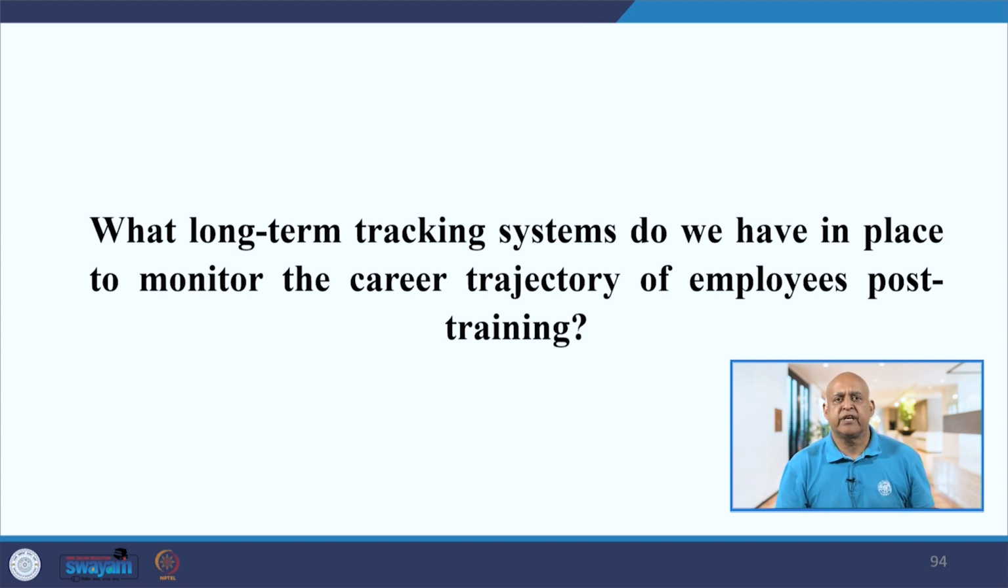What long-term tracking systems do we have in place to monitor the career trajectory of employees post training, which will help us understand how we can design the training program as per the needs of the employees and make the assessment of employees as per the organization's culture, system and demand. This is all about the training process and its challenges. Thank you.